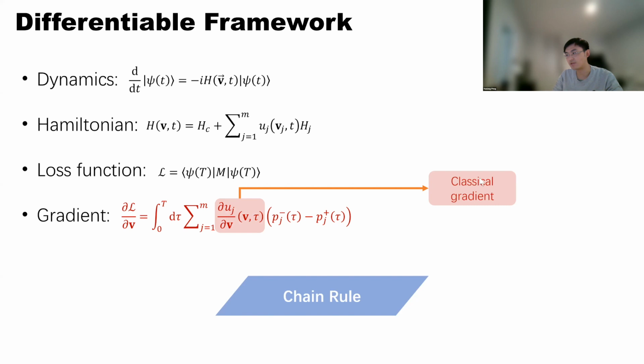So the first part is the classical gradient, which is the partial derivative of ui with respect to v. And the second part is a quantum gradient, which corresponds to the variation of L with respect to uj. The classical gradient is calculated on a classical computer, and the quantum gradient is estimated by a quantum computer. So here we use a chain rule to put the two gradient parts together.